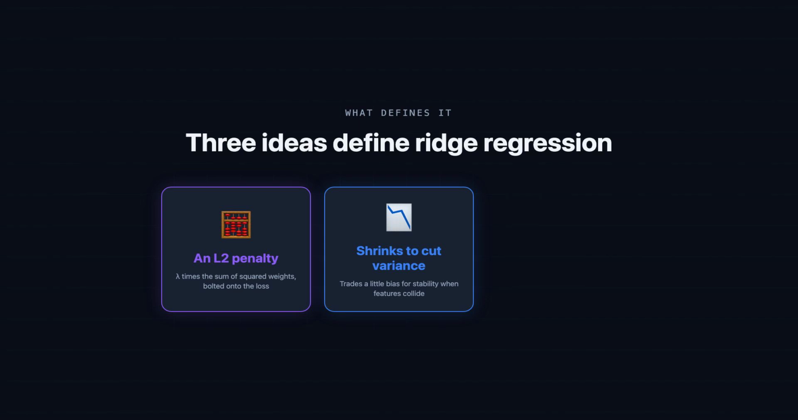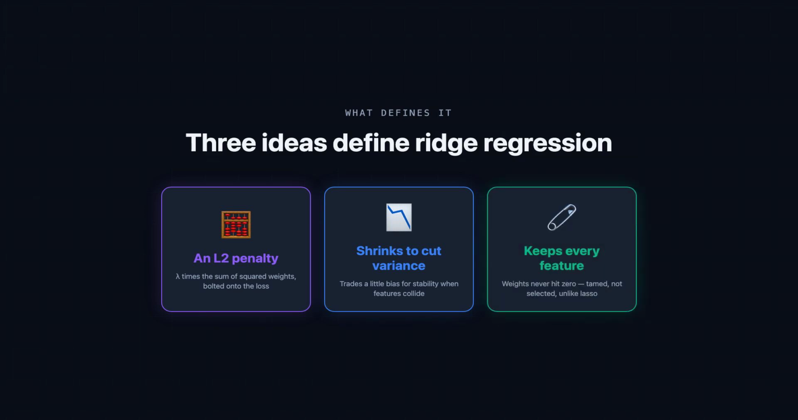It shrinks the weights to cut variance. By trading a touch of bias for a big reduction in variance, Ridge stabilizes the solution, which is exactly why it's the go-to remedy when multicollinearity makes least squares blow up. Correlated predictors stop fighting each other and settle into a calm, sensible set of weights. It keeps every feature, just tamed.